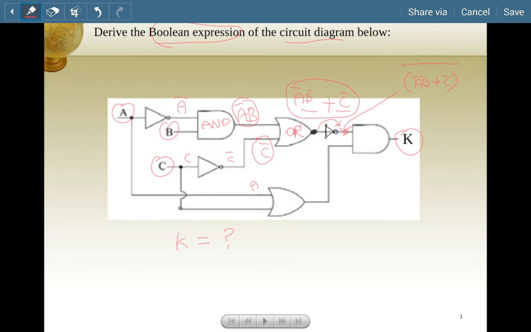So let's trace back. You see a curvy line here. This is just to indicate that A and C are two distinct lines. They are not shorted together, not connected at all. Definitely you don't cross-connect two inputs together. They must be two distinct lines. So the curvy line is just to indicate that. So you trace back, and there's your C. Simply draw a C here.